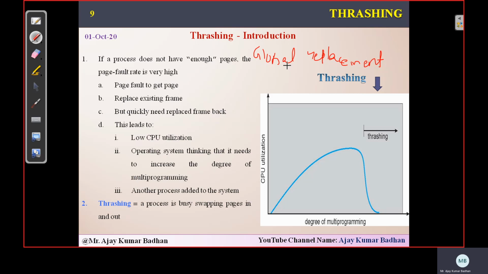Here, please consider a global replacement. In global replacement, let us suppose we have a process P1 of 4 frames, process P2 of 5 frames. As we discussed, in global replacement, this particular process can access the frames of another process, and this one can access the pages of that one. Now, when P1 is trying to access the frames of P2, what will happen? There is a shortage for this particular process.